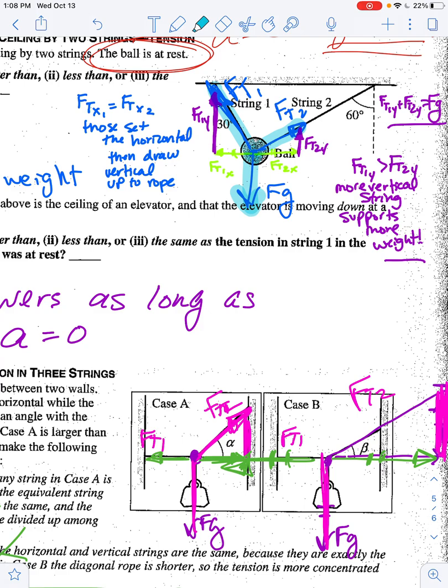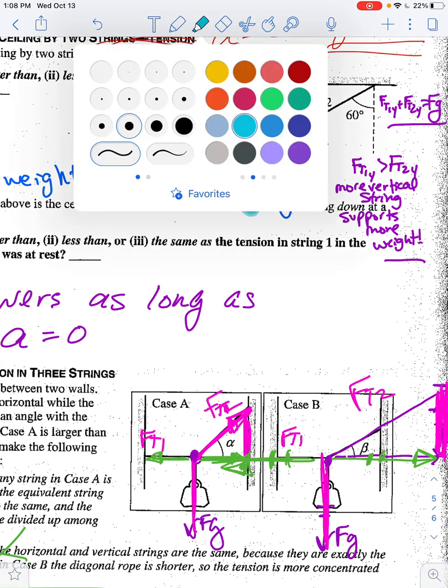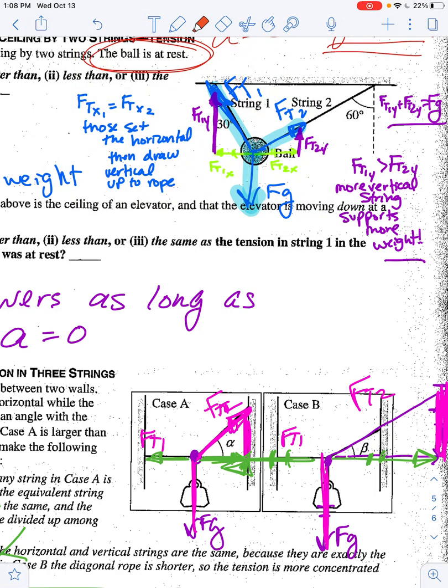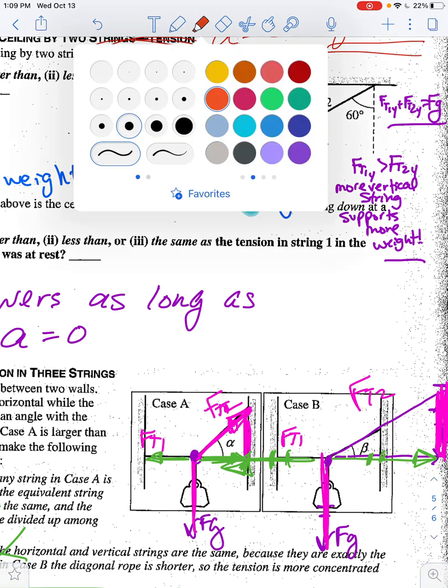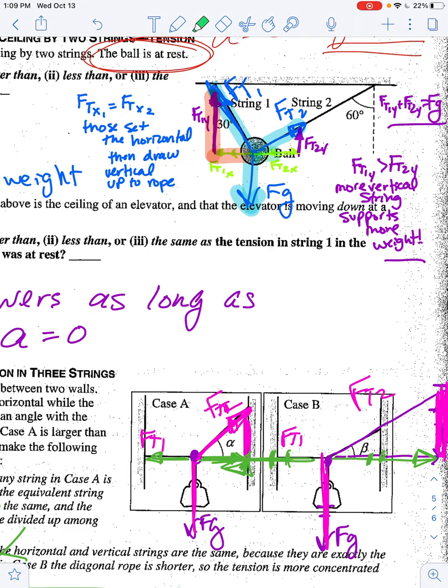Once we've drawn our force diagram, forces at angles will be split up into components. When I'm splitting up the force of tension 1 into components, it has this horizontal component that's pointing to the left and this vertical component that's pointing up. And then force of tension 2 has a force of tension 2 in the x direction, so there's that horizontal component, and then the y direction, which is that vertical component.